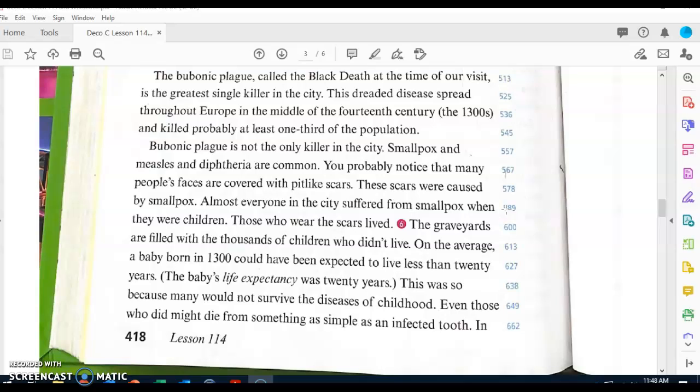What is another name for the bubonic plague? Another name for the bubonic plague is the Black Death. Why was it a dreaded disease? It was a dreaded disease because it killed so many people. What were some of the other diseases that hit cities? Some of the other diseases were smallpox, diphtheria, and measles. Now, why did most people have scars on their faces? Most people have scars on their faces because they had smallpox.